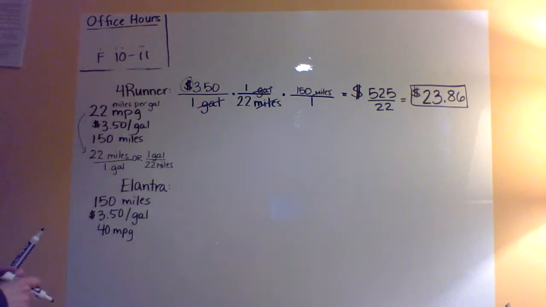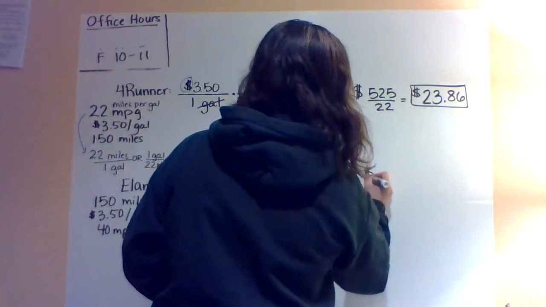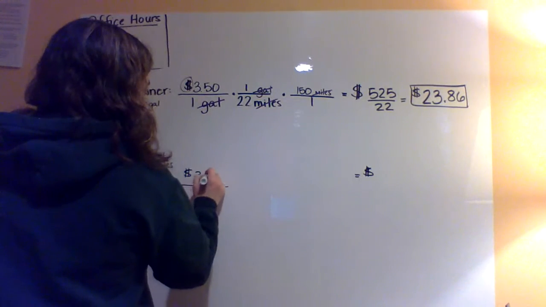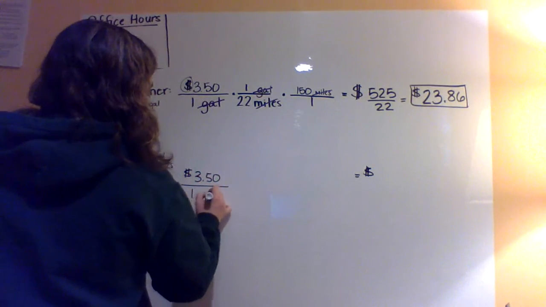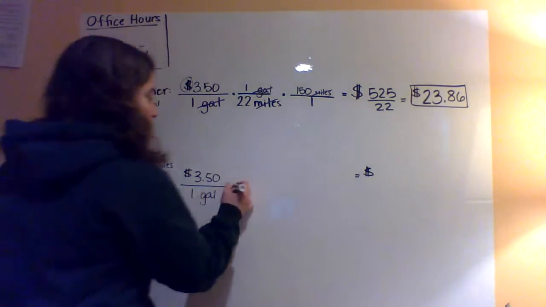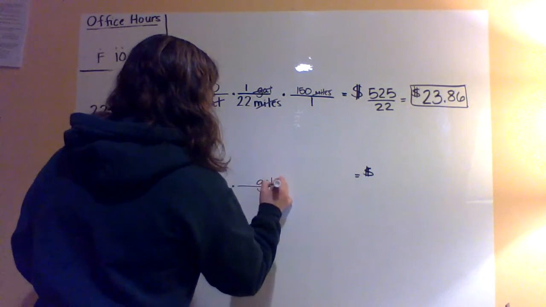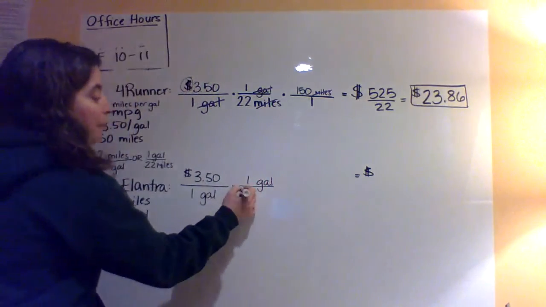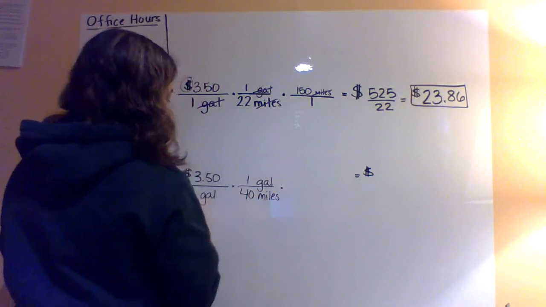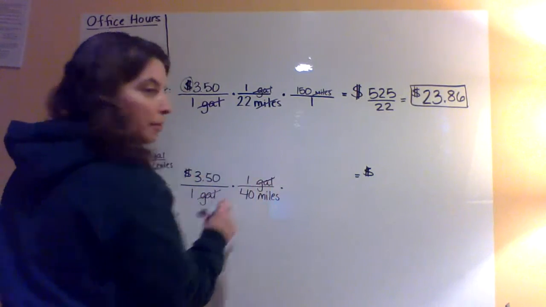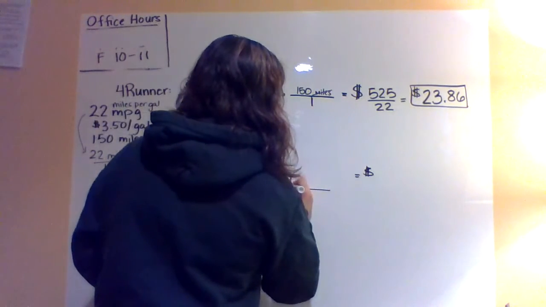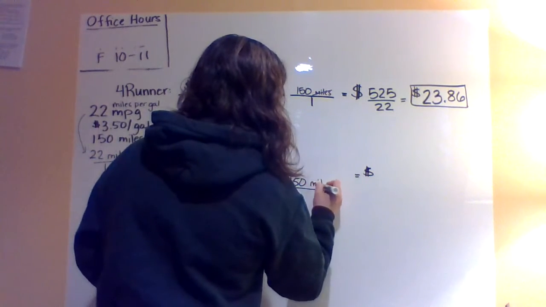Okay, so we're going to do the same idea. We want to know an answer in dollars. We want to start out with something with dollars in the numerator. Again, we're going to start out with $3.50 per gallon. We don't want gallons in our answer, so we're going to multiply by something that has gallons on top. So 1 gallon this time is 40 miles. And so that makes our gallons cancel out. And then we want something that is going to cancel out the miles here. We know that her trip is still 150 miles.